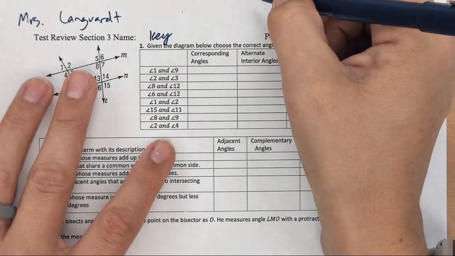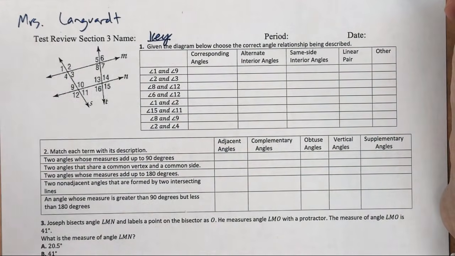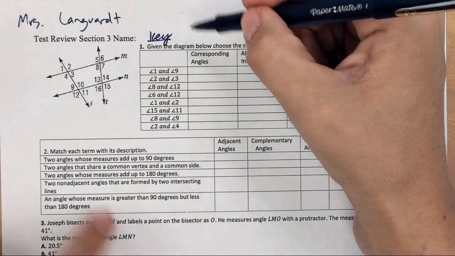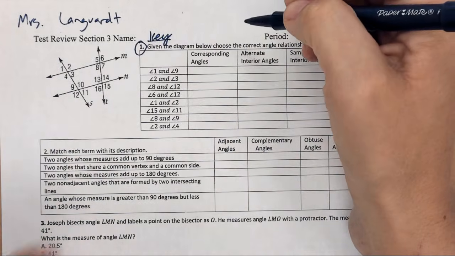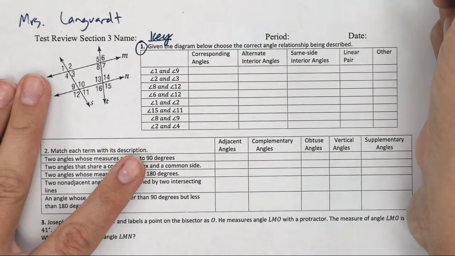Right, good morning. Here's the test review section 3 key. I'm just going to work through all these questions. If you are in one of the other geometry teachers' classes, number 1 will be just a hair different than my students, but other than that, everything should be about the same.